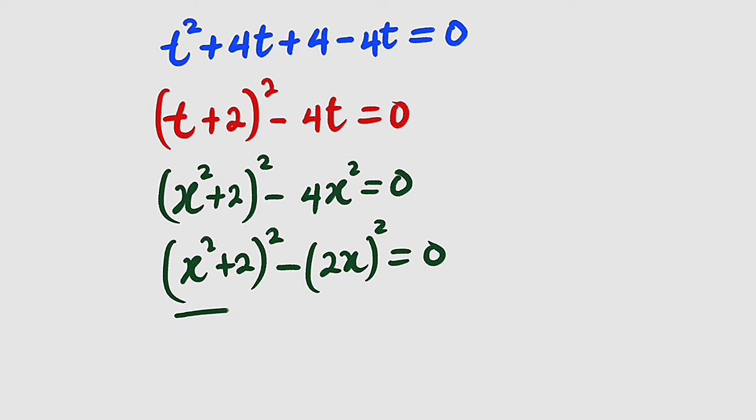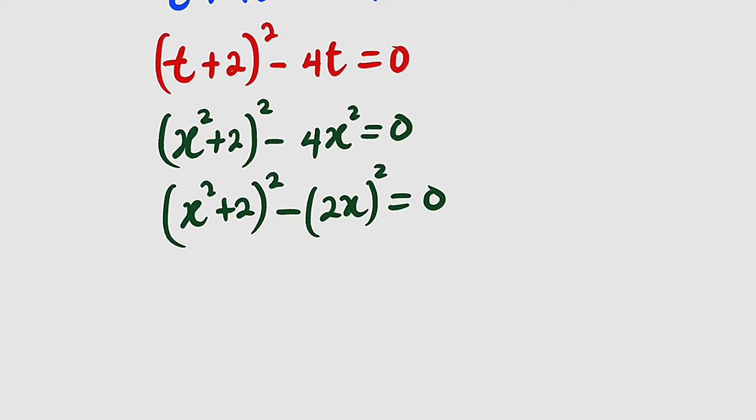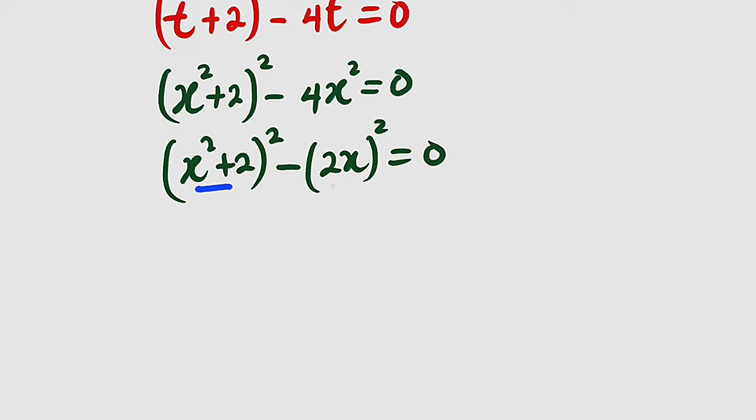If you observe, this is nothing but a difference of two squares. And how can we factorize it? We're going to take this, subtract this, then multiply, take this, add this. Just a difference of sign, plus and minus. So let me start with subtraction. Take this, subtract this. x squared plus 2, then minus 2x will give us what? x squared minus 2x, then plus 2.